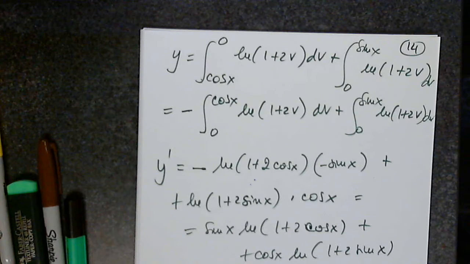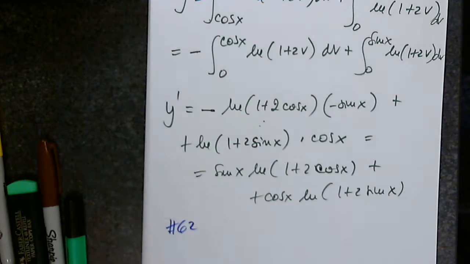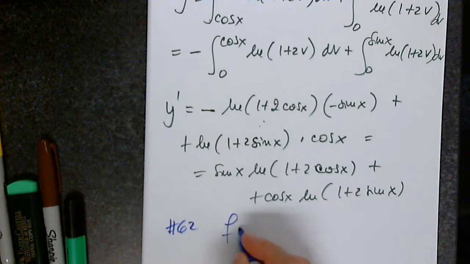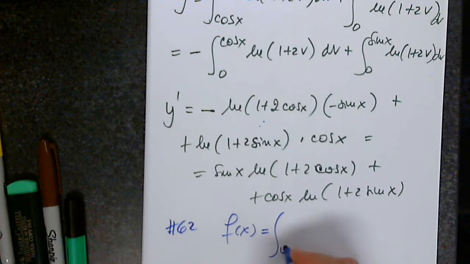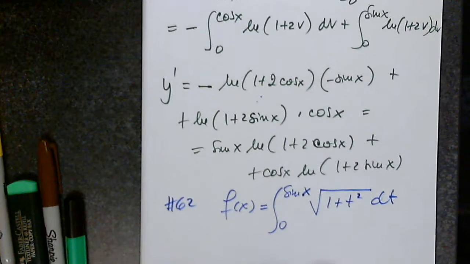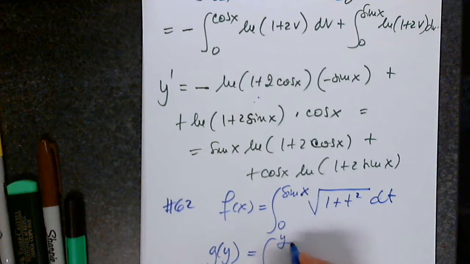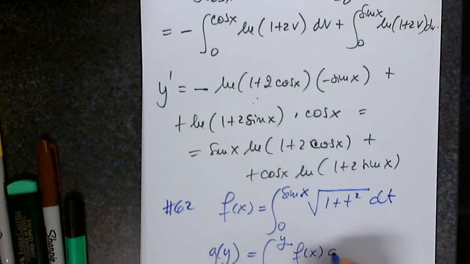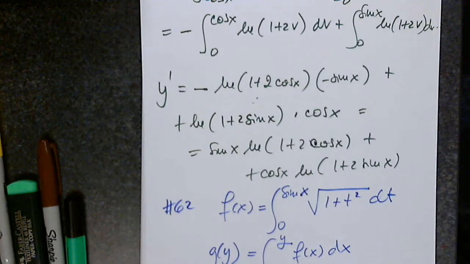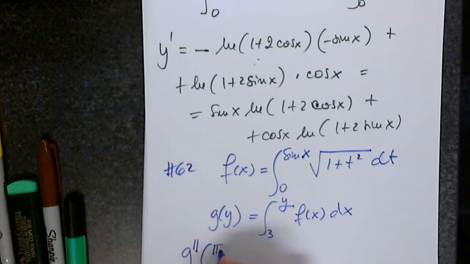So for example, 62, I would like to look at. If f of x is the integral from 0 to sine x of the square root of 1 plus t squared dt, this function is given to us in the form of an integral, and g of y is the integral from 3 to y of f of x dx, find g double prime of pi over 6.